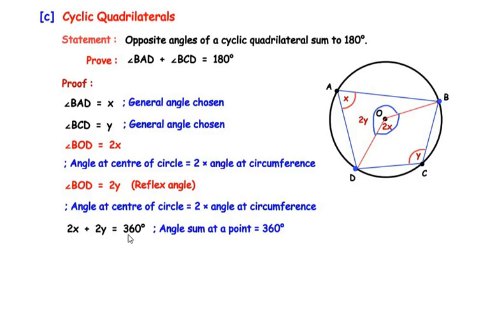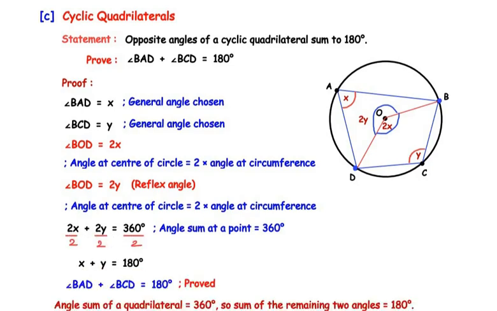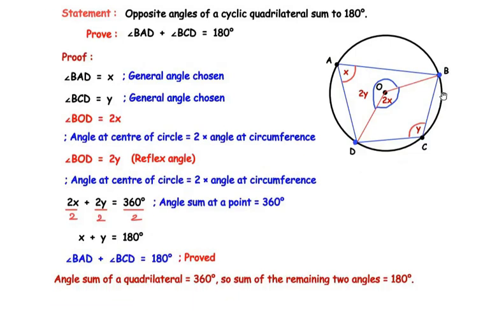Now we can see that all the terms are divisible by 2. So this gives us x plus y is equal to 180 degrees. Now we had x as angle BAD and y was angle BCD. So angle BAD plus angle BCD is equal to 180 degrees, and we have proved this statement.